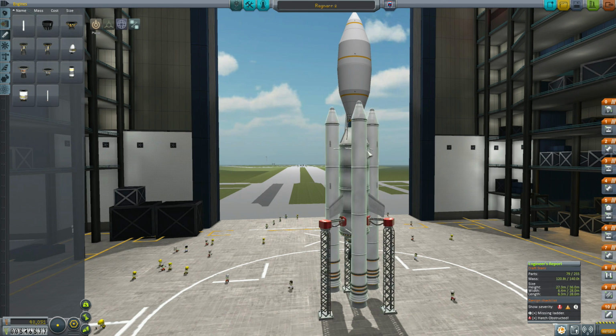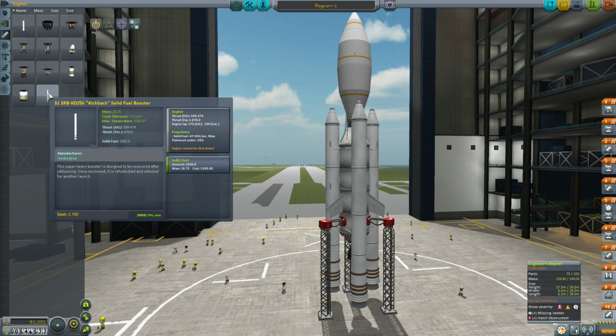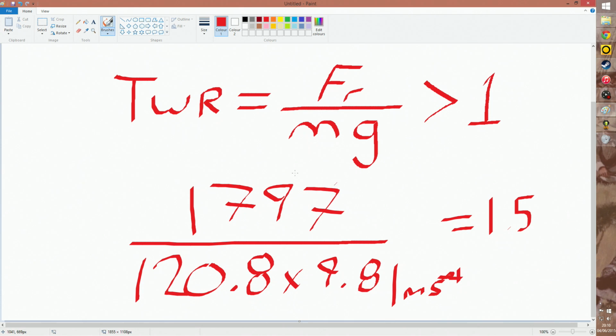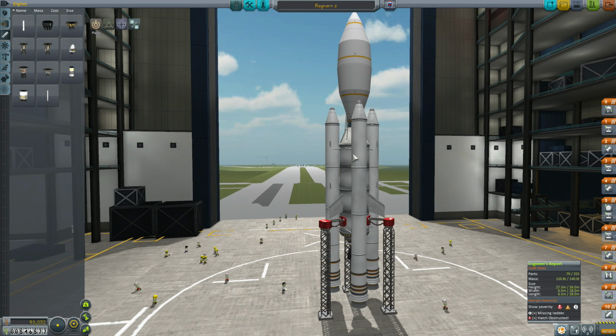Obviously, if you've got more than one of the same engine, then you need to multiply that together. That value is only for a single engine, so if you just did 599 over 120.8 times 9.81, you wouldn't be more than one, it'd be like 0.5 maybe, somewhere around there. So basically, one of those engines is not enough to lift all of the 120 tons.